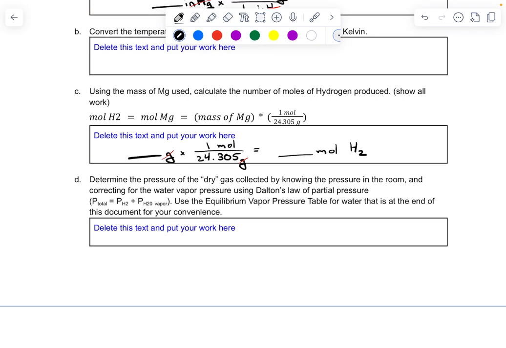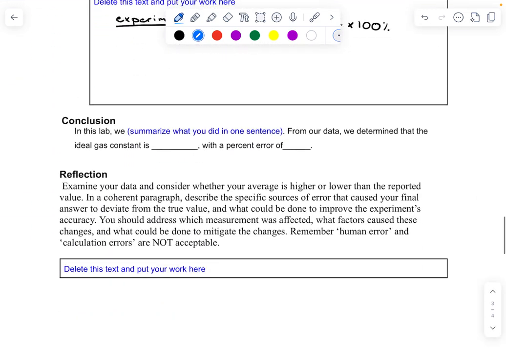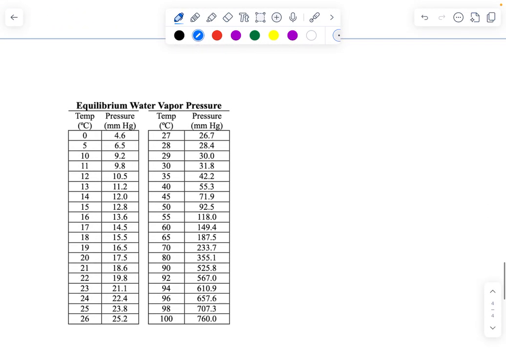D, you're determining the partial pressure of H2 because that's what we're interested in. So we're trying to find P H2. The P total, that's going to be from A. The P H2O, the partial pressure of water vapor, is what you're going to find on the table. We know the temperature: we did the lab at 21 degrees Celsius. So I gave you the table down here at the bottom. All you need to do is look for 21 degrees Celsius. You get 18.6 millimeters of mercury.